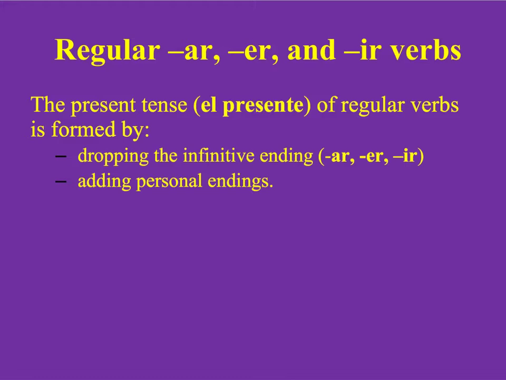Whenever you conjugate a verb, any verb in the present tense, you start with the infinitive. The infinitive is the actual verb that means to do something, which ends in AR, ER, or IR. You drop that ending off and you're left with what's called the stem. Then you add the personal endings.